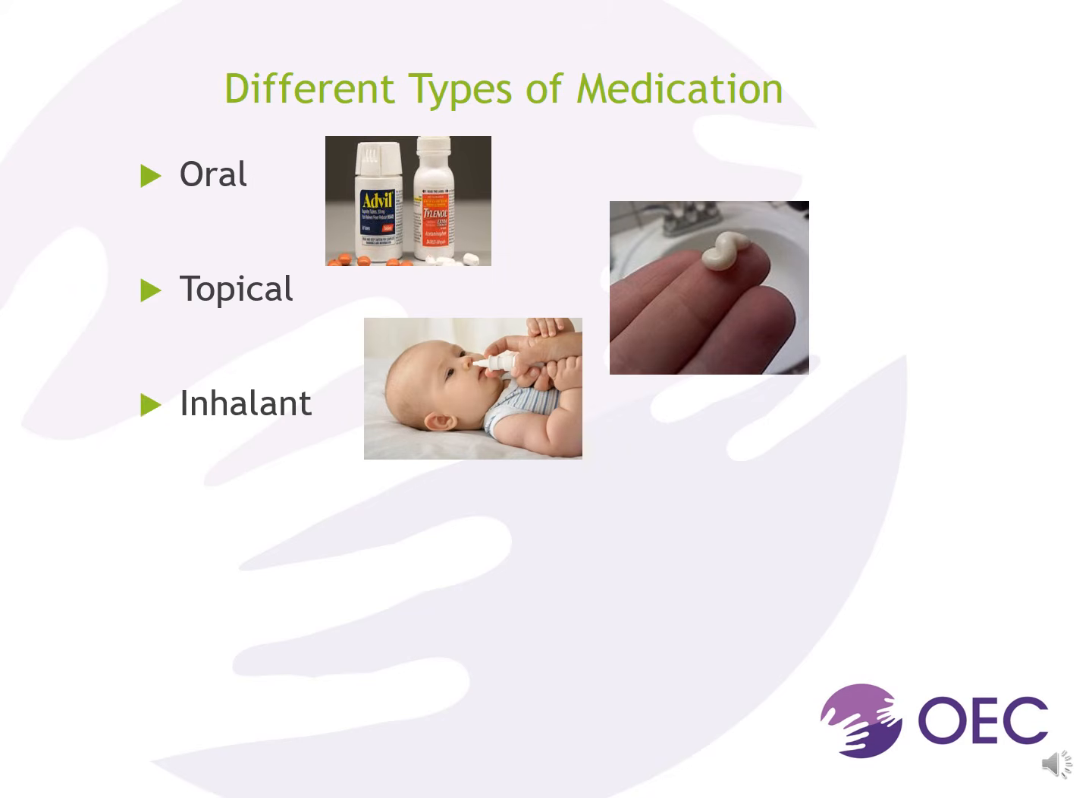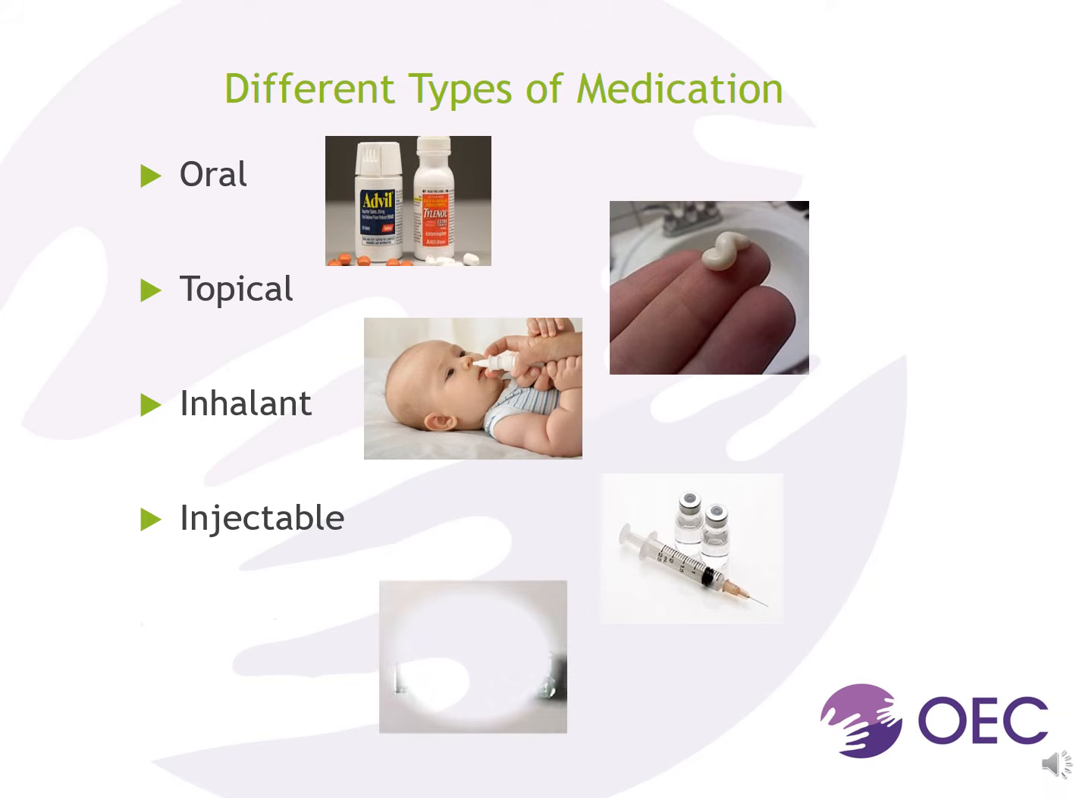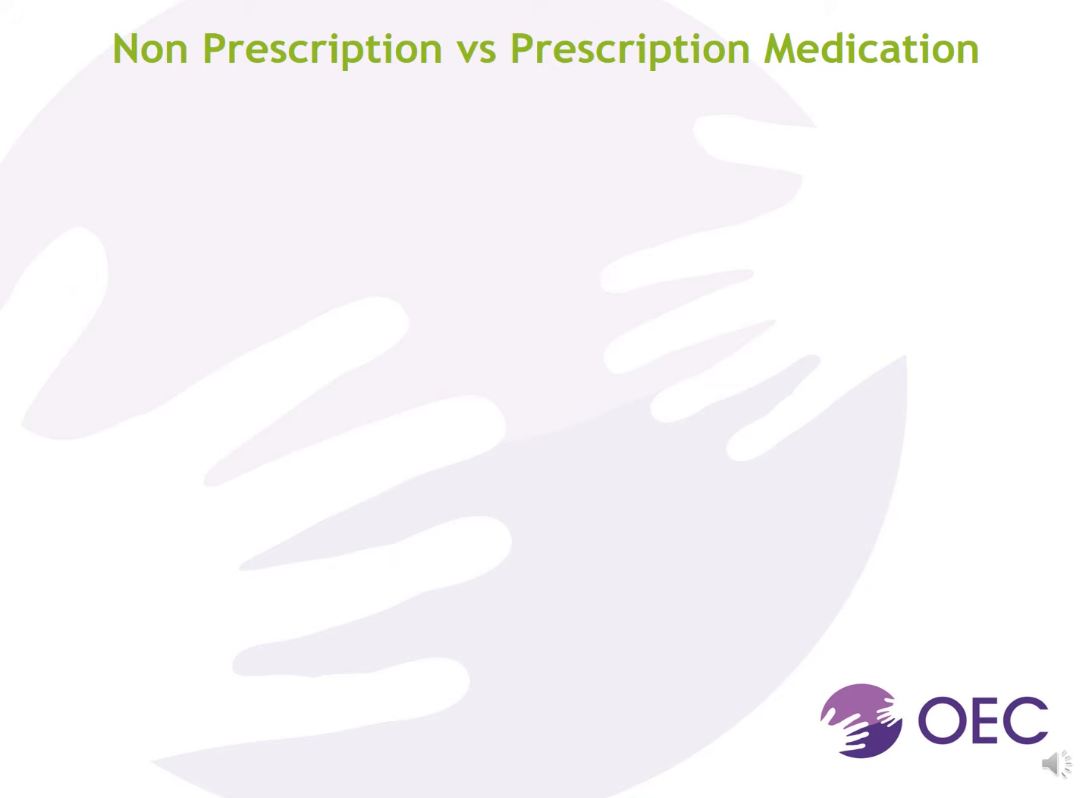Inhalant medications are those that you breathe directly into your lungs. Examples are inhalers and nebulizers. Injectable medications are liquids that are put into the body, usually with a needle which pierces through the skin. Some examples of injectable medications are EpiPens, insulin, and glucagon. Lastly, we have rectal medications, which are generally in the form of a suppository or enema, which is inserted directly into the rectum.